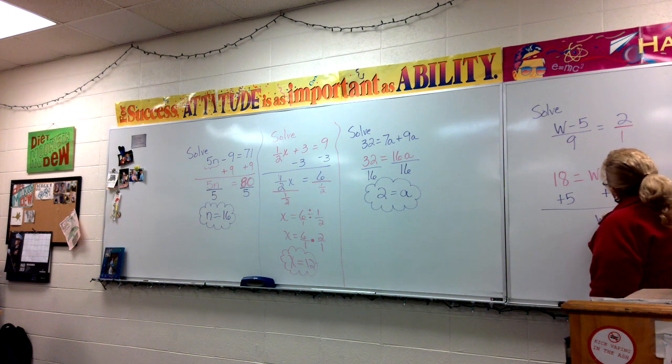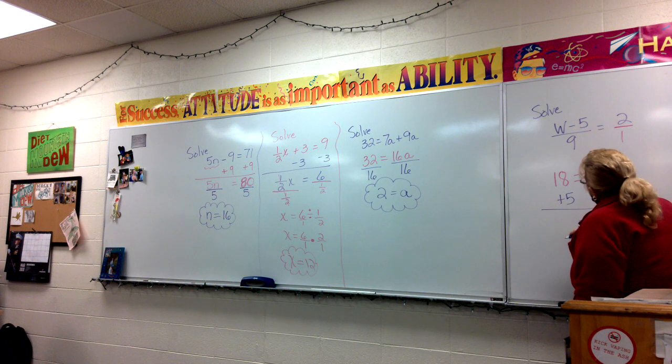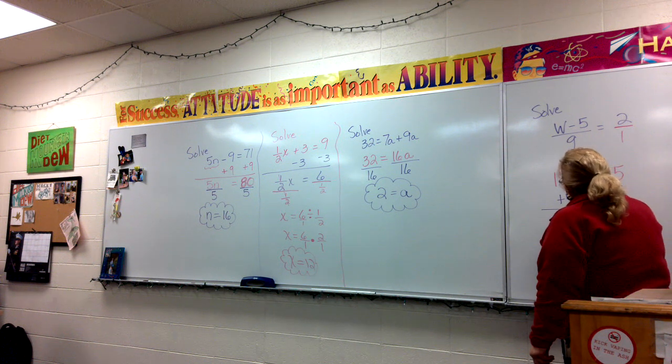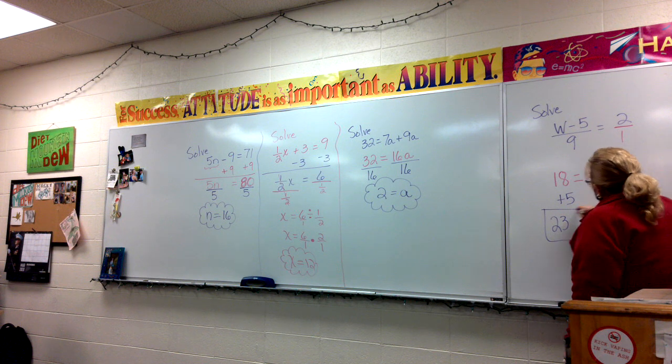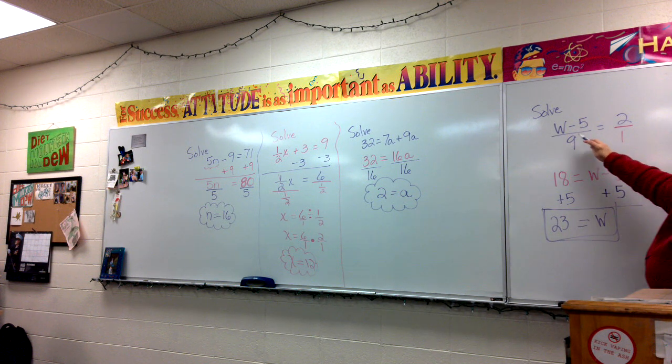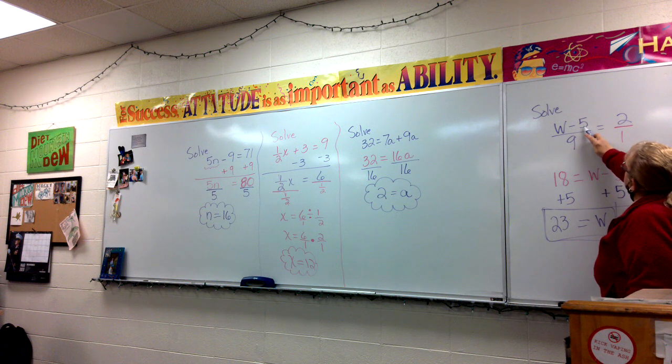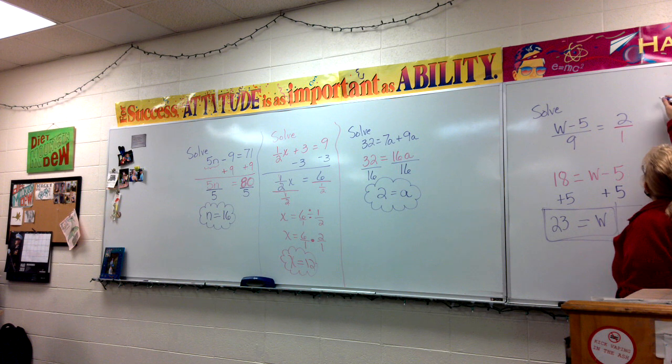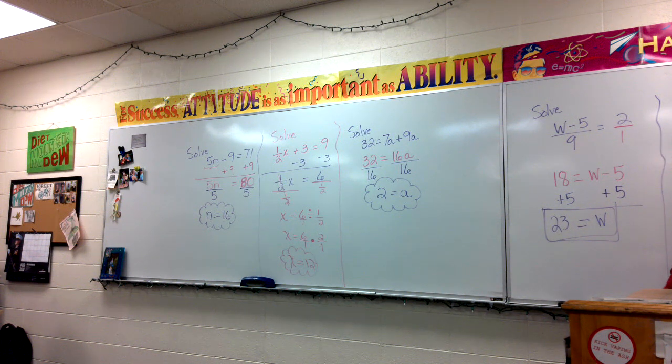So I get w equals 23, I think. Does that seem right? 23 take away 5 is 18. 18 divided by 9? Better be 2 or we screwed up. Are we good so far? How about one more just for fun?